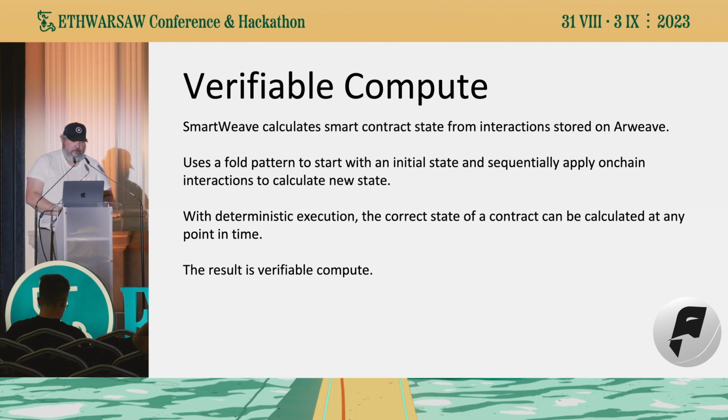Verifiable compute. So verifiable compute, we actually have smart contracts, we call them SmartWeave, and these contracts use a fold pattern so that you are actually putting your compute on Arweave, so it's permanently stored, and the fold pattern interprets those interactions to calculate state. And this needs to be deterministic, so that at any point in time, the result is verifiable. Those are the 3 pillars, if you will, of the Permaweb.